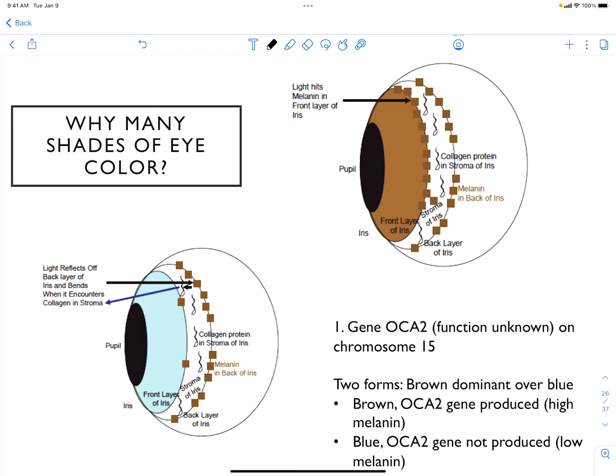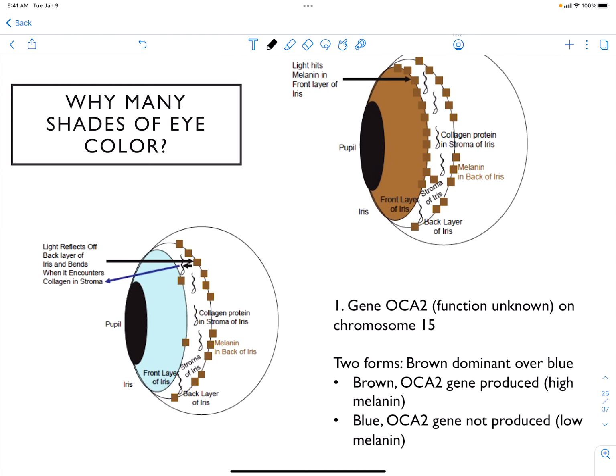So we have some genes that have been identified since the Genome Project. On chromosome 15, there's a gene called OCA2. Now there are 2 forms. One is brown, which is dominant over blue. So in a person who has brown eyes, the OCA2 gene is produced, has high melanin. And in a person who has blue eyes, the OCA2 gene is not produced, and this leads to low melanin. So melanin is adding color to the eyes to generate brown, and this is driven by the OCA2 gene.